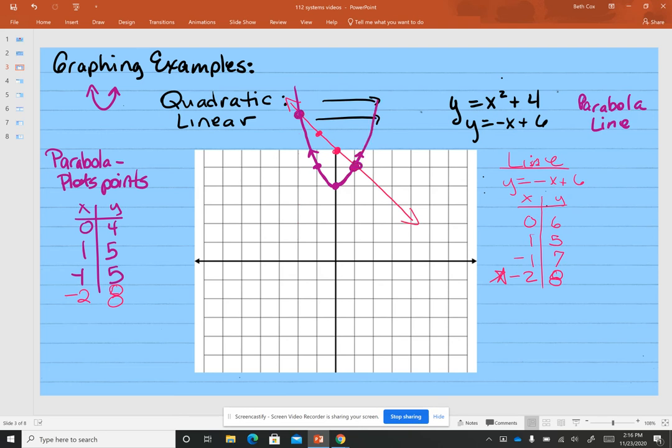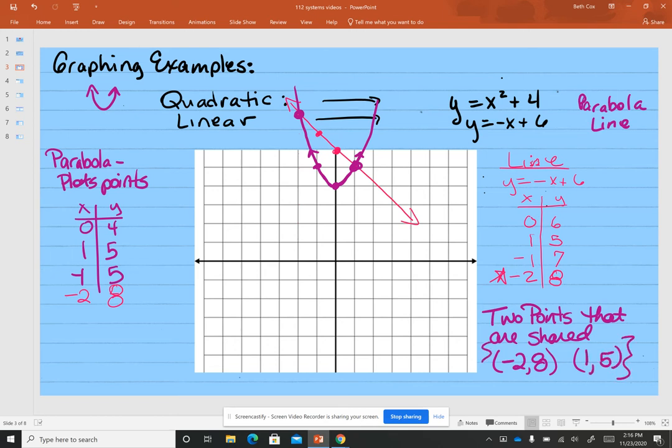So we have 2 points that they share. So the 2 points that are shared are my solutions. And the first one is -2, 8. And the second one is 1, 5. So those are my solutions to this system of equations.